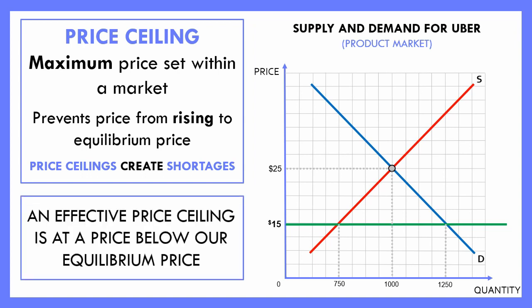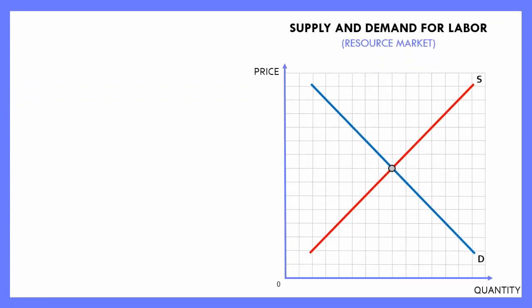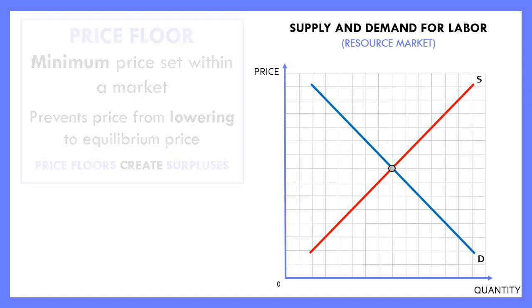And an effective price ceiling is set below our equilibrium price, and this is because it would keep us from rising up to our equilibrium. It wouldn't be effective if the government set a maximum price at, say, $1,000 for a ride. Well, yeah, that's never going to happen. That's not ever going to be the top limit, and therefore it's not a concern. But an effective price ceiling, one that is actually restrictive on our market, is one that is set below our equilibrium.